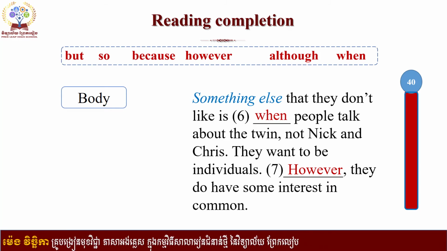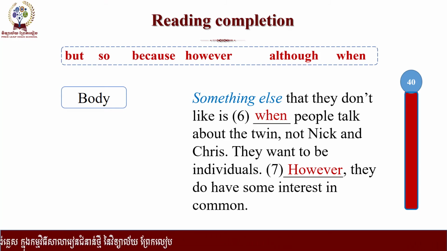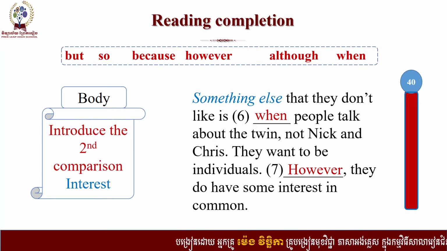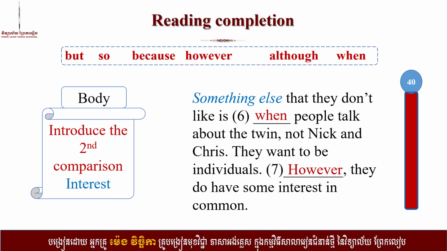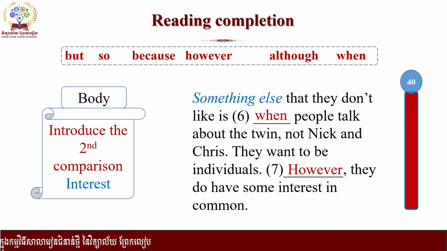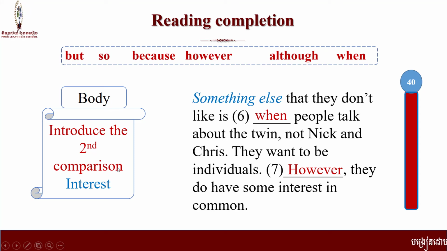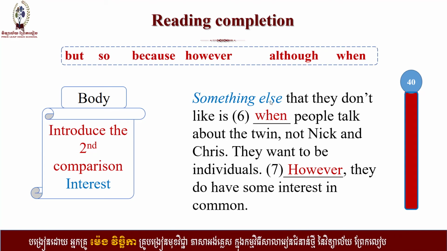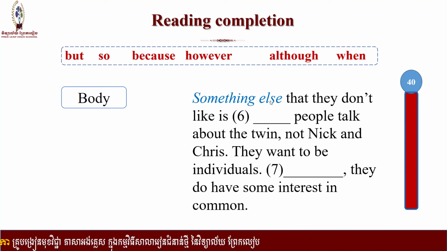So in this body, first we're talking about the personality by comparing Nick and Chris. So in this part, what is it about? Alright, it is about introducing the second comparison in terms of interest. So between these two people, they also have something in common and something the same in terms of their interest, their feeling towards something. Okay. So in order to introduce the second comparison, you might use this linking word, something else, to add more comparison to the first one.